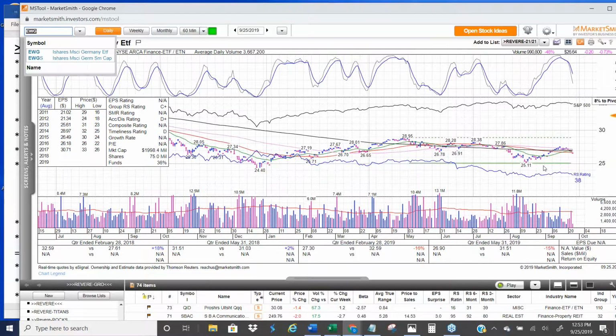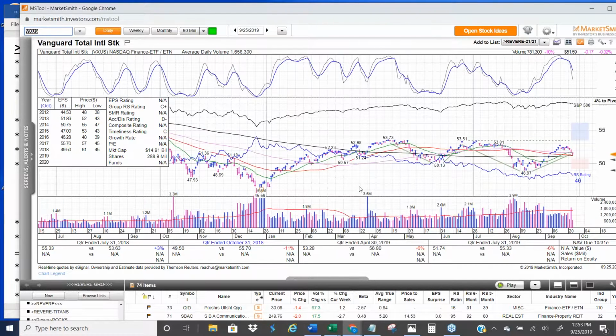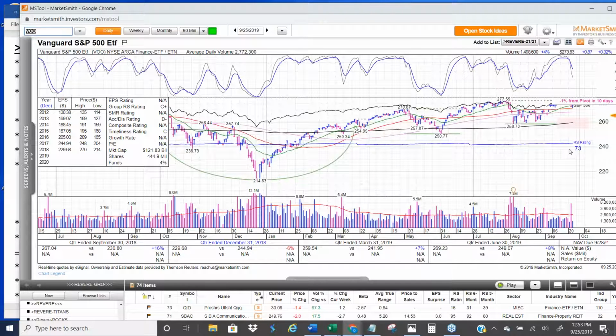EWG is Germany. This has just been so-so lately. Relative strength at a 38. Really, all of Europe hasn't really been that great, and I know that the economies are weakening in the rest of the world before the United States. But VXUS is the broad ETF that tracks all developed nations, and you can see they've had a little bit of a nice run over the last couple of weeks. But relative strength still at a 46. Compare that to the relative strength of the S&P 500, which always hangs right around between the high 60s and low 70s area.